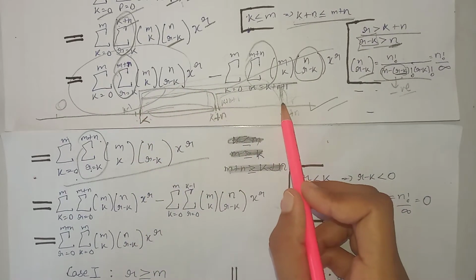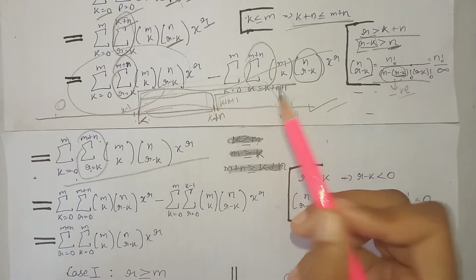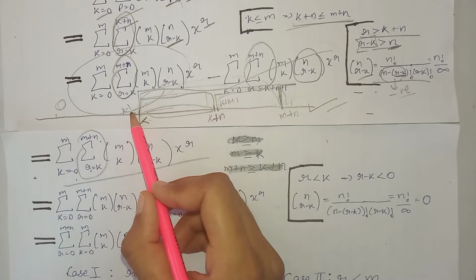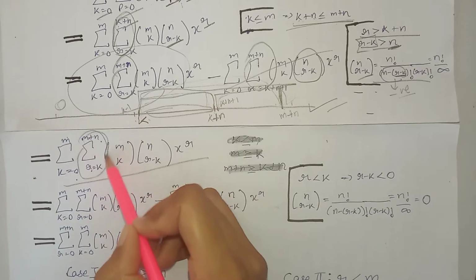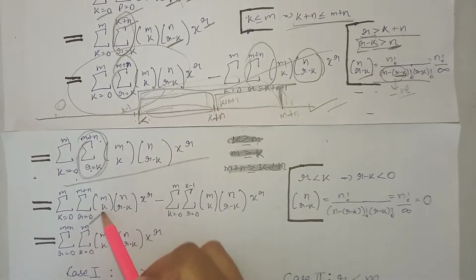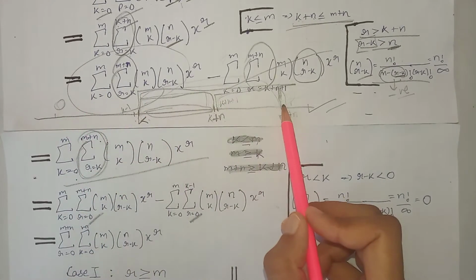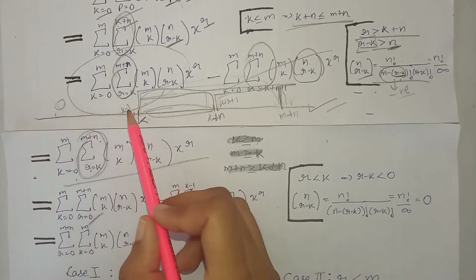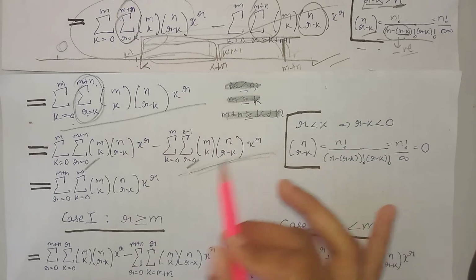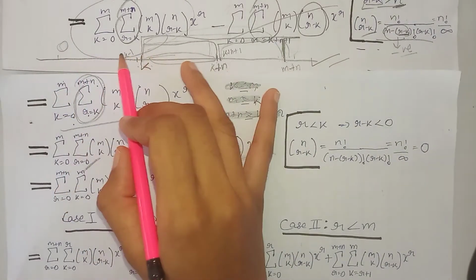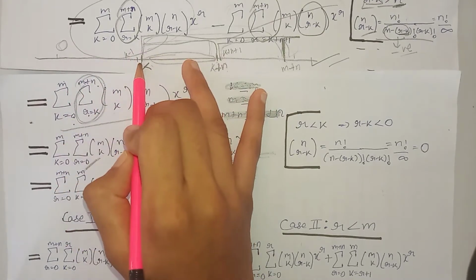We can write this interval as equal to from 0 to m plus n minus the interval from 0 to k minus 1. That's why we break down this interval into these two different intervals: first is from 0 to m plus n, and the second is from 0 to k minus 1. Since in this second term we are subtracting the interval from 0 to k minus 1, the value for r is now less than k.